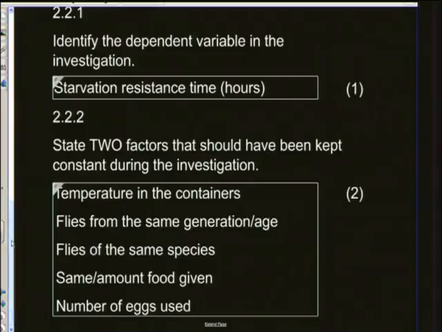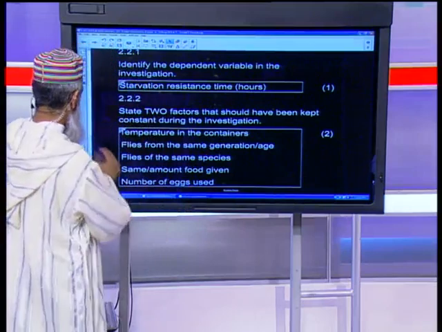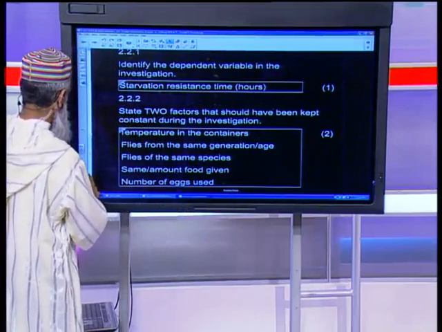We can talk about the temperature, the flies that must be the same generation or the age, the flies of the same species, there's your one, same amount of food given, number of eggs used. The environment would be covered in temperature. But remember, you must be more specific. But you get the 1 out of 2 there.